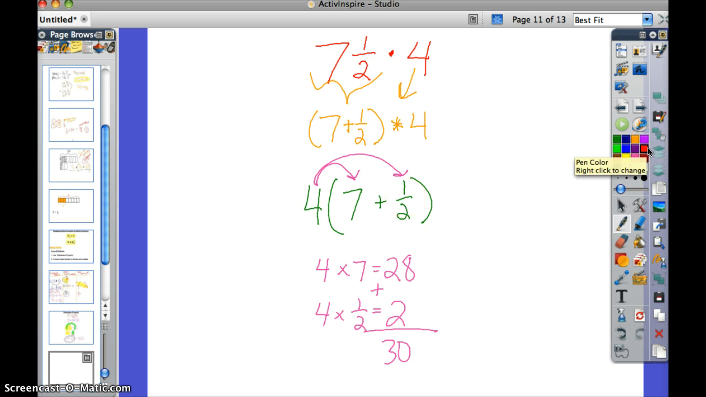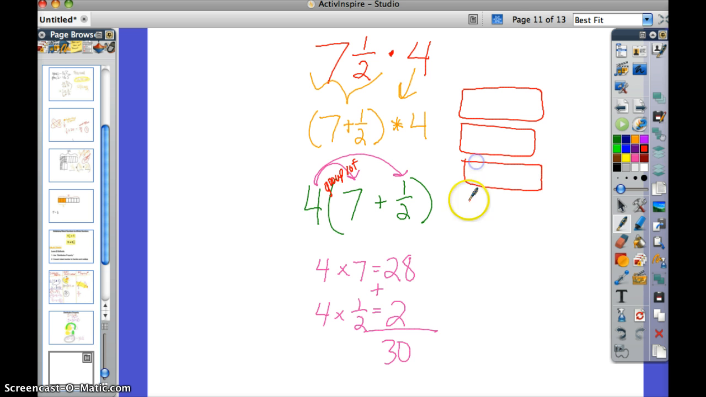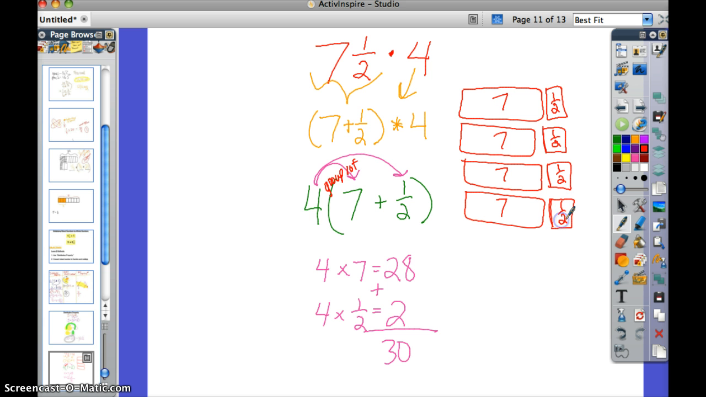So if we were to draw 4 groups of 7 1/2, it would look like this. So here, I'm going to draw my wholes first. Oops, I drew one too many. Okay. So I'm going to give this the value of 7, this value of 7, this value of 7, this value of 7. And I'm going to add on an extra 1/2. The proportions are not very good, but that's okay. Here's the first group of 7 1/2, 2 groups of 7 1/2, 3 groups of 7 1/2, and 4 groups of 7 1/2.